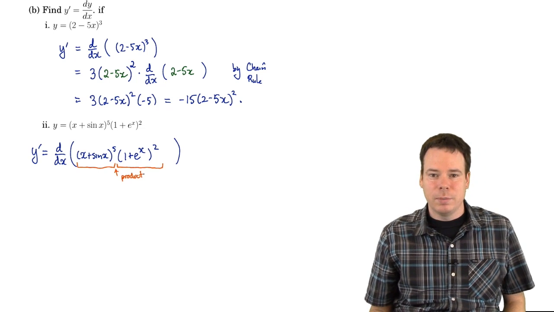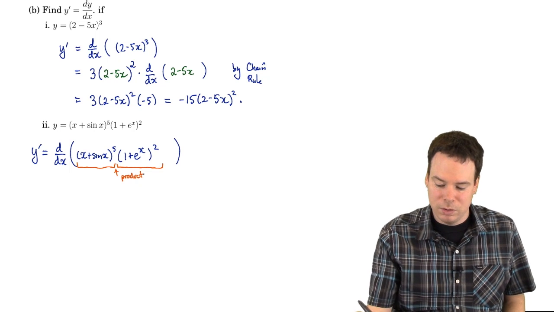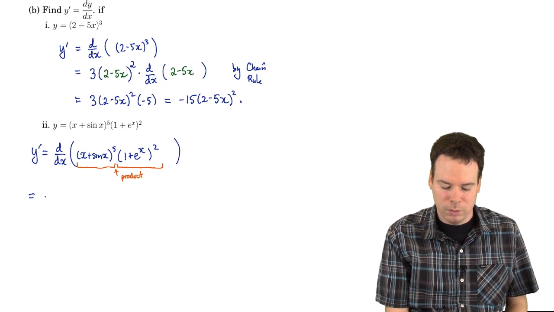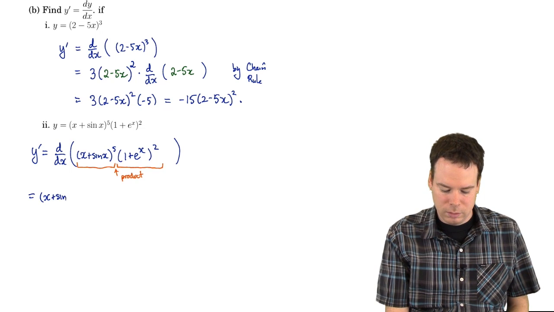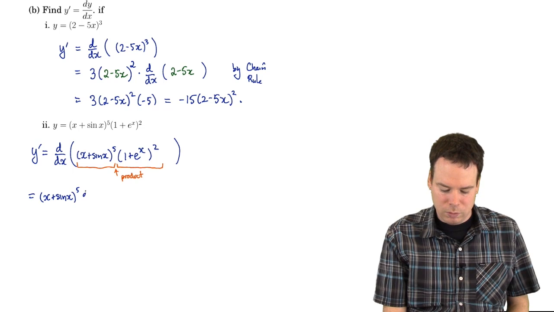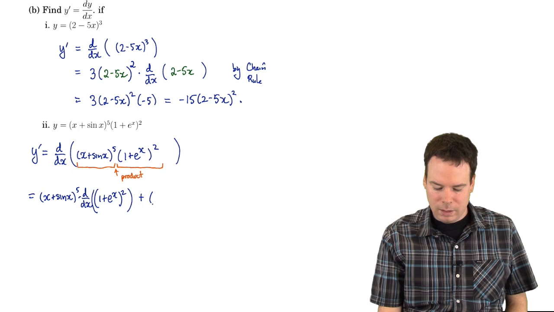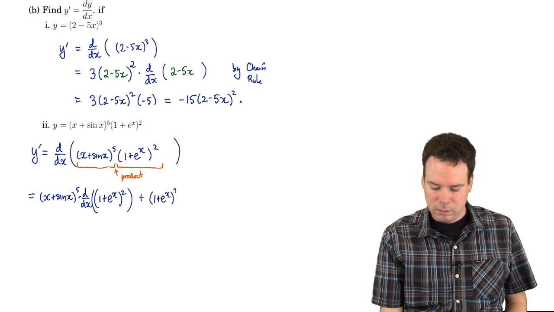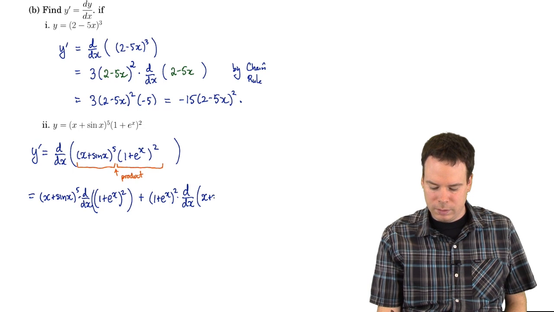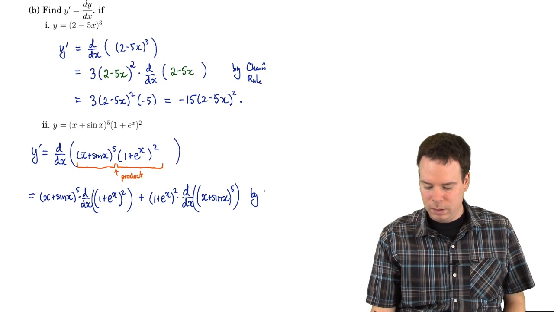So if our function is built up as a product of two other functions, the very first thing we do when taking its derivative is apply the product rule. So let's apply the product rule then. So it's the first function times the derivative of the second, 1 plus e to the x all squared. And then we add to that the second function times the derivative of the first function, x plus sine of x to the fifth power. Now this was by the product rule.